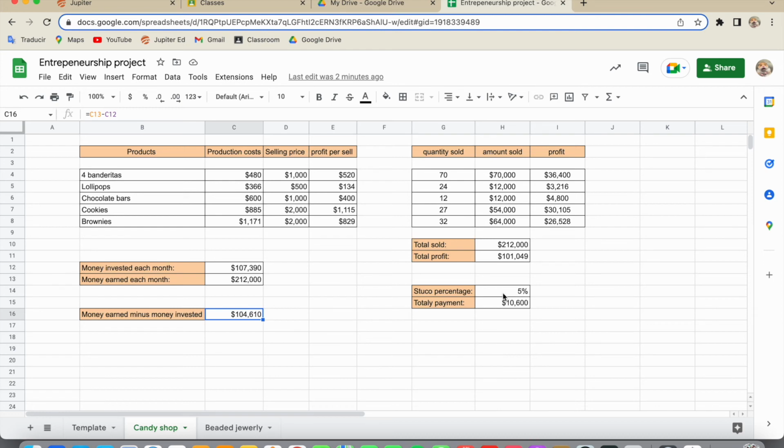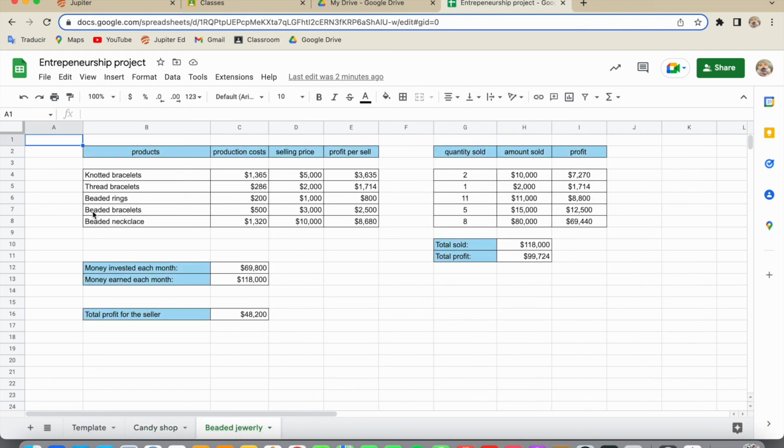And now here is the functioning example. If you agree with Stuco on 5%, you will need to give them 10,600 pesos each month. And as the last part of my project, I was in charge of keeping track of the products and the money for the beaded jewelry project for my peers, both Mariana Rojases. And this is the example.